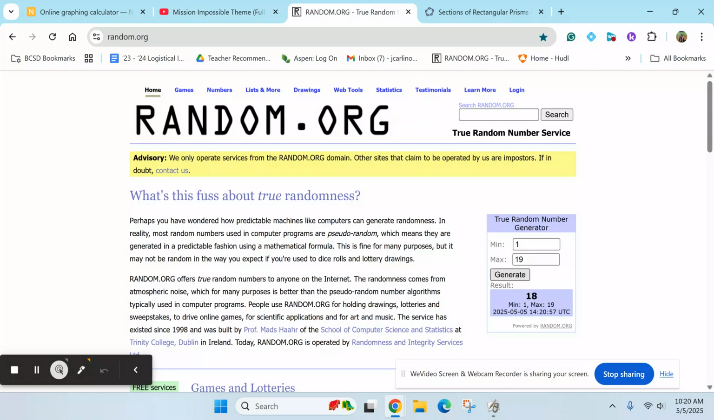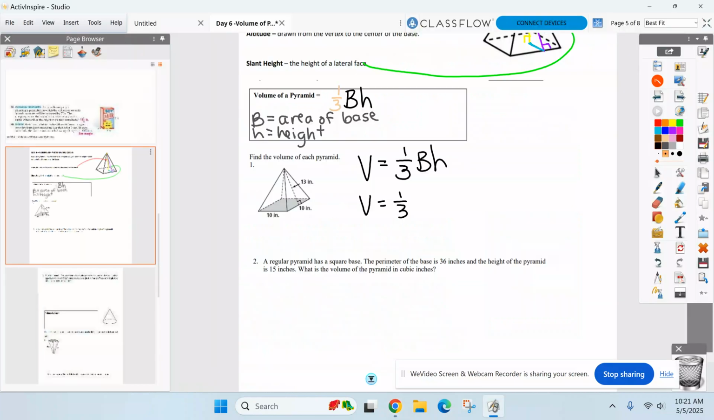Kara, how do you find the area of that base? You do 10 times 10. Okay, 10 times 10, there's capital B. Now I'm ready for the height.